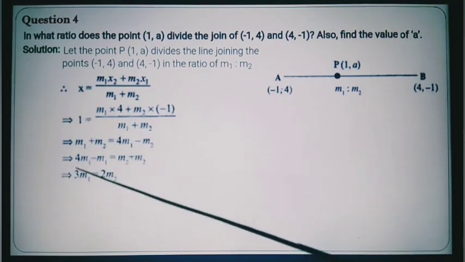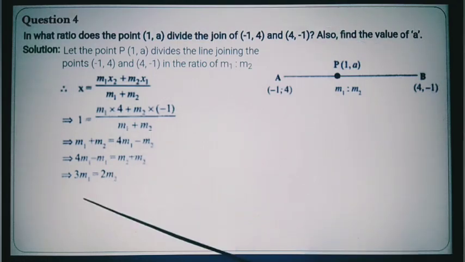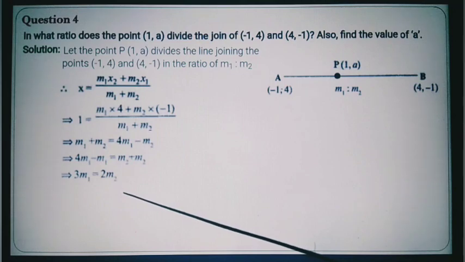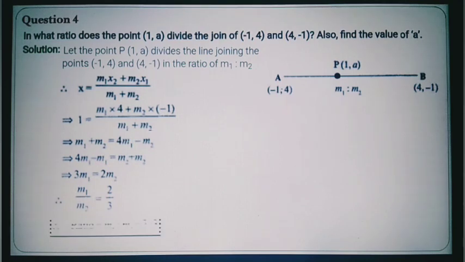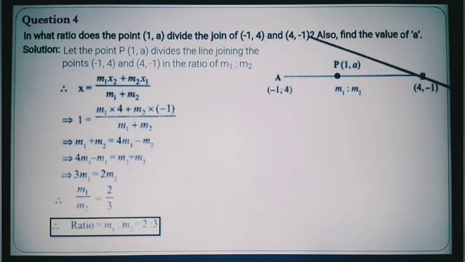Simplify this, you'll get 3m1 equals 2m2. As I said earlier, we'll take m2 to the denominator, and this 3 also goes to the denominator. So if I do that, I'll get m1 by m2 equals 2 by 3. That is, m1 is to m2 is 2 is to 3. So we got the value of our first answer, that is the ratio. In what ratio does this point divide the joiner? My answer is 2 is to 3.